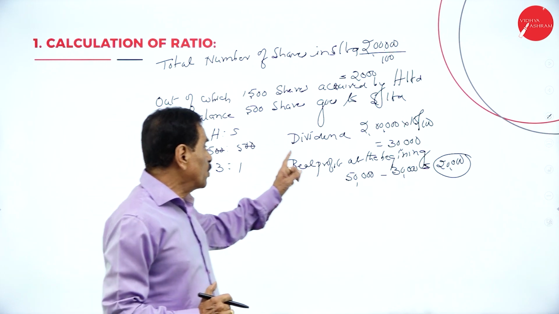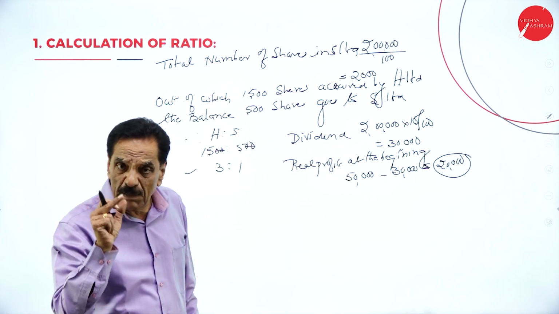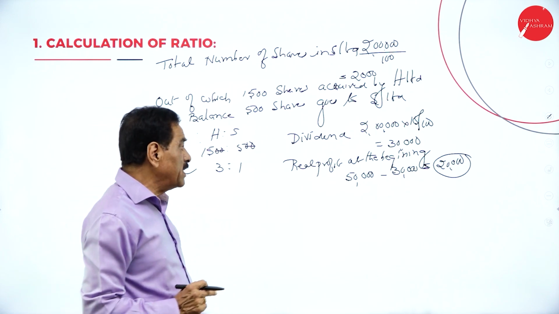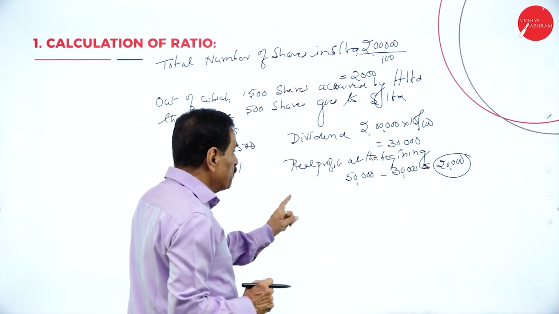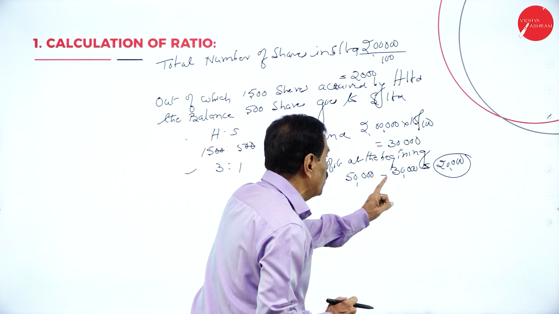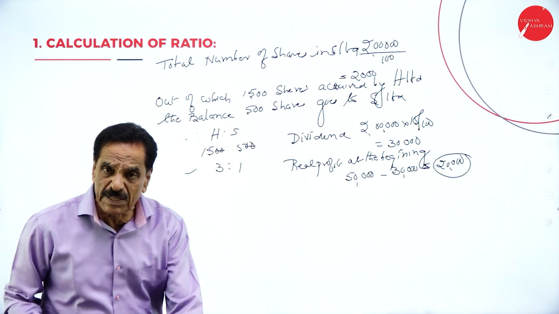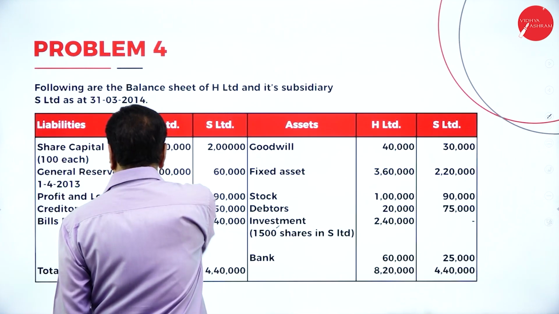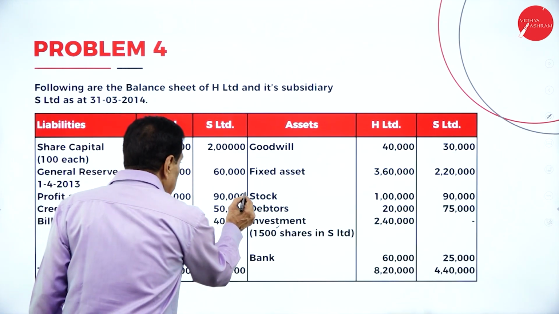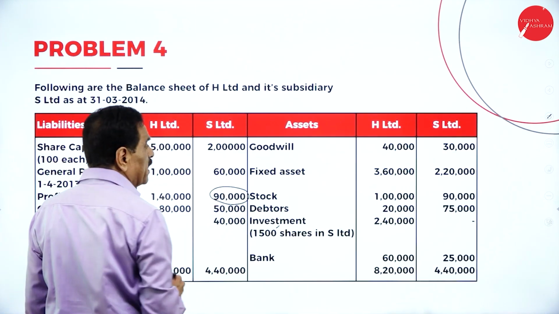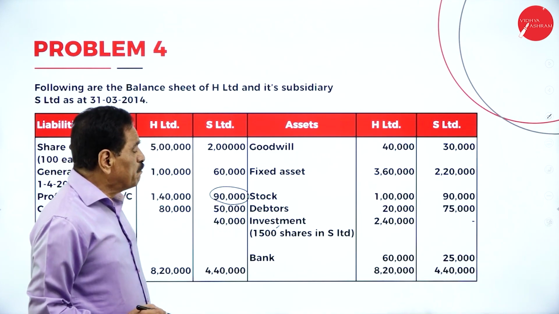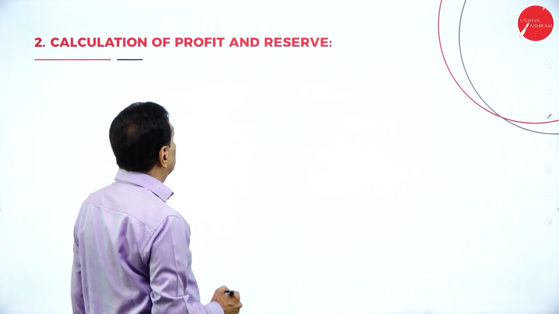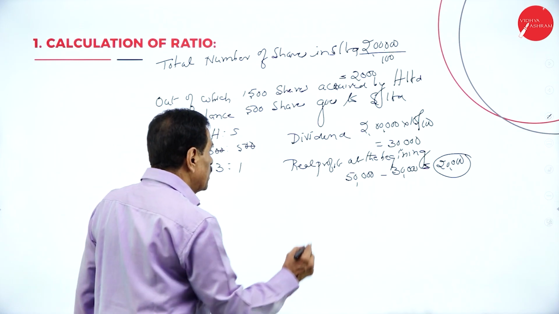So dividend should be calculated on paid up capital. Your paid up capital is 2 lakh, 15 by 100 is 30,000. Real profit at the beginning is 50,000 minus 30,000, which is 20,000. Then, if you see the question now, the profit and loss account is 90,000 at the end of the year.